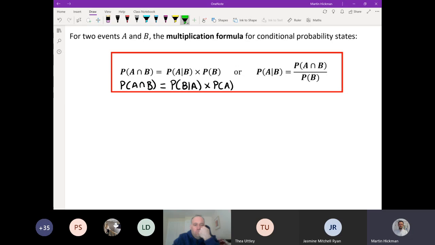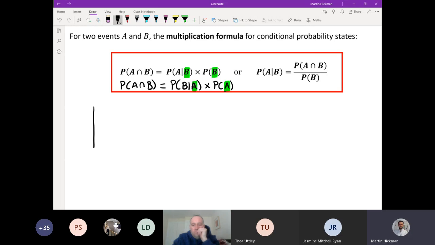So here we've got the probability of A given B times the probability of B, or we could say the probability of B given A times the probability of A. We could rearrange it to also think of the formula like this: the probability of A given B equals the probability of A and B over the probability of B. Now we pretty much used this formula in Tuesday's lesson, so I'll just show you how we can actually prove that formula.